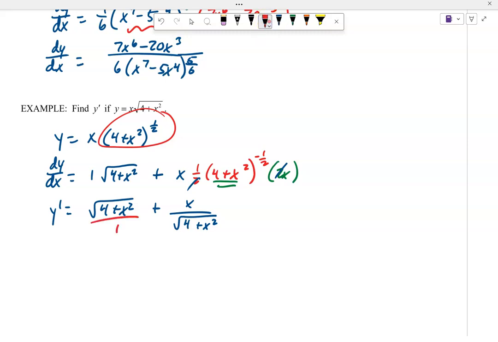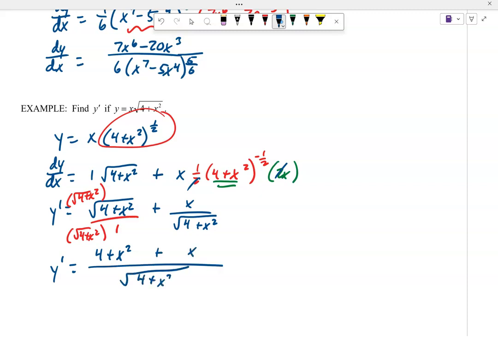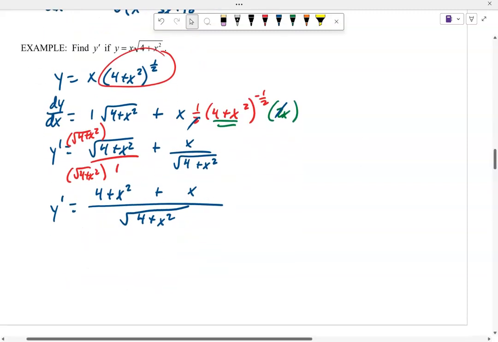This is over 1, so I got to give this a square root of 4 plus x squared. And so my y prime here ends up being the square root of 4 plus x squared times the square root of 4 plus x squared, which undoes that radical. So it just leaves me at 4 plus x squared. Then we got a plus x, and this is all over this common denominator, the square root of 4 plus x squared. So 4 plus x squared.